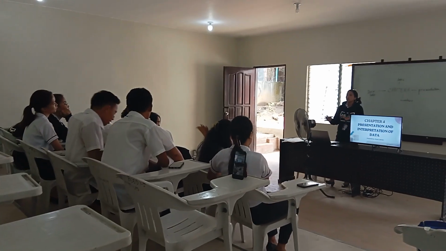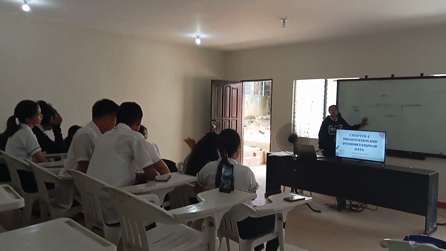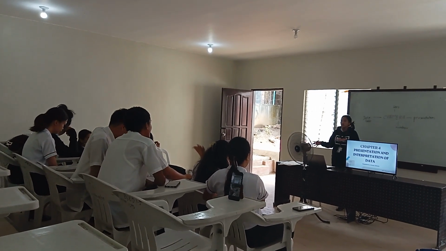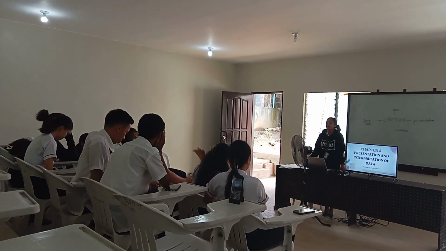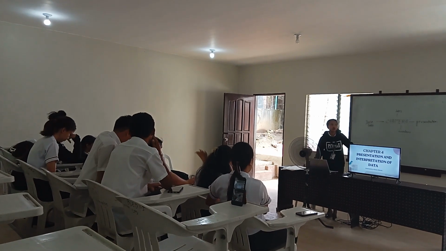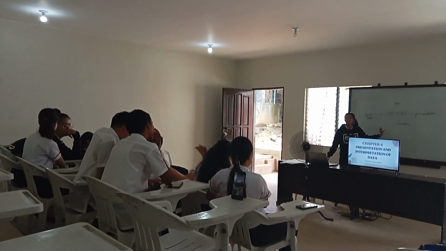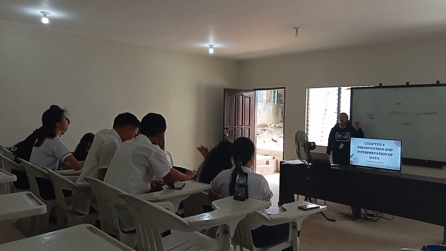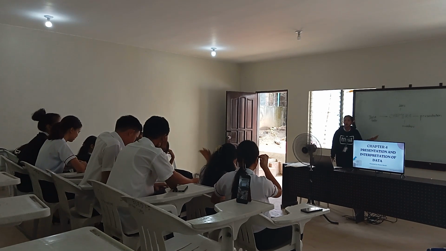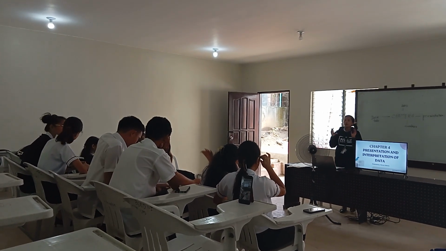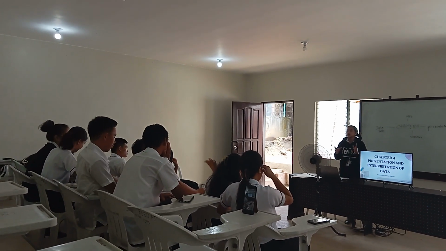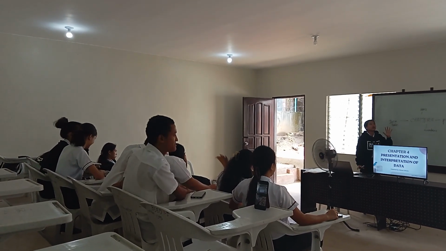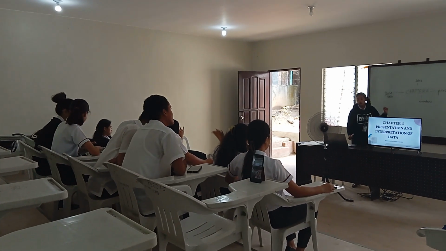So when we say chapter 4, it includes the presentation, the analysis, and the interpretation of data. When we are in senior high school or in high school, we always encounter this during research. This is the chapter where you interpret all the data gathered in chapter 3. So it is important that all of the data you gathered is valid and reliable, to have an accurate presentation of your data.